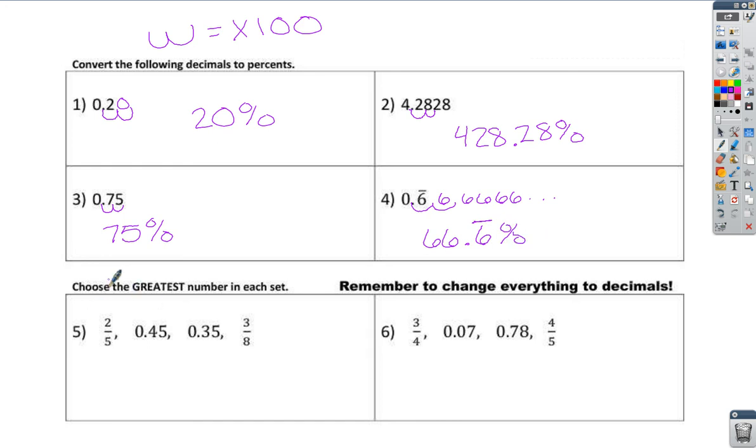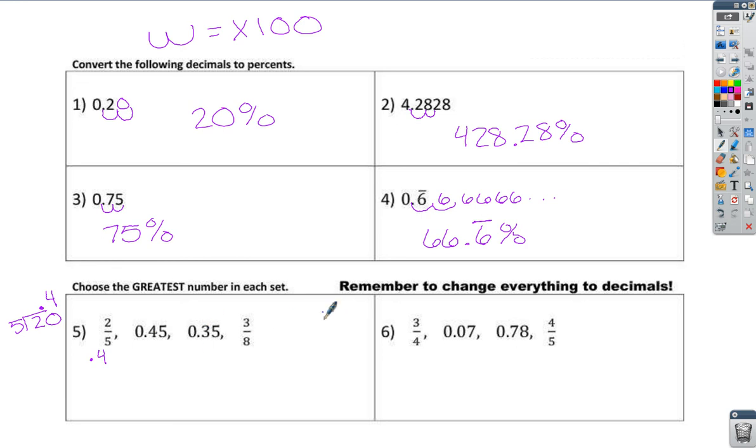Okie dokie. So now we are going to do this section, and it says choose the greatest number in each set. Remember to change everything to a decimal. So we're going to change all these numbers to a decimal. So we have 2 over 5, and we need to make that into a decimal. And the way we do that is long division, if you don't know. So we have 5 divided by 2. 5 can't go into 2, so we're going to have a decimal. 5 can go into 20 though. 5 times 4 gets us to 20. So our decimal for 2 over 5 is 0.4. That's a decimal, so we're good.